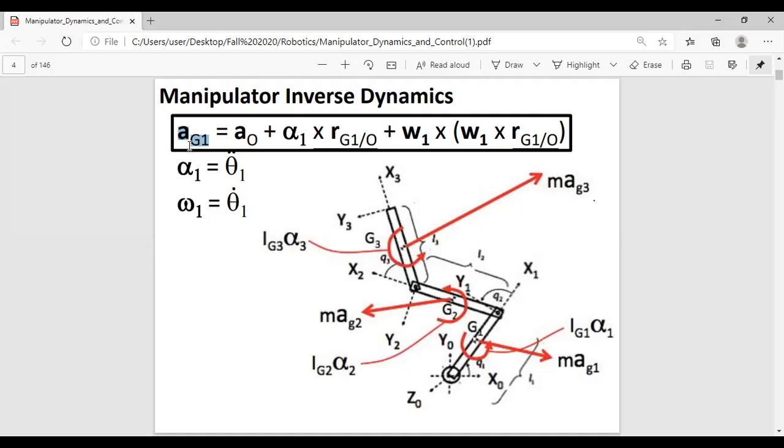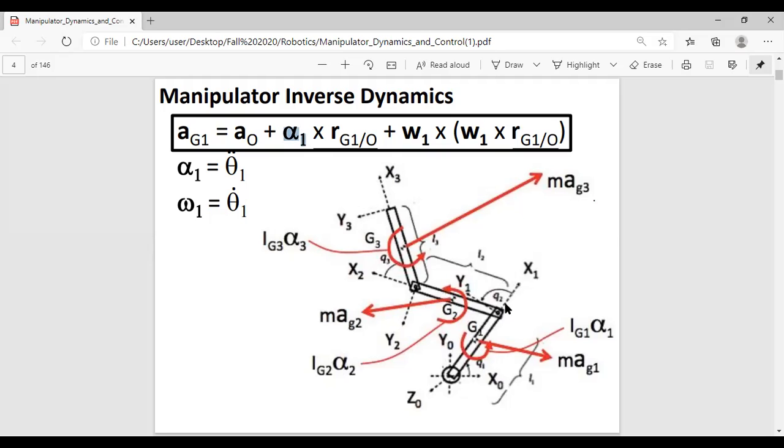Now, to find the acceleration of this point, you'll also use the same thing recursively, right? And then we say the acceleration of point G2 is equal to the acceleration of point O1 plus alpha 2 cross RG2 with respect to O1, minus omega square RG2 with respect to O1. Now alpha 2 is an absolute angular acceleration, so it cannot be measured with respect to x1. It will be equal to theta 1 double dot plus theta 2 double dot.